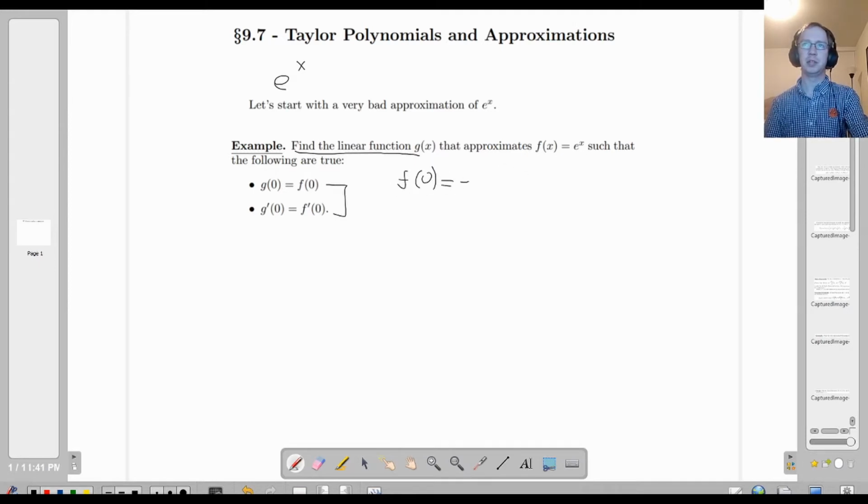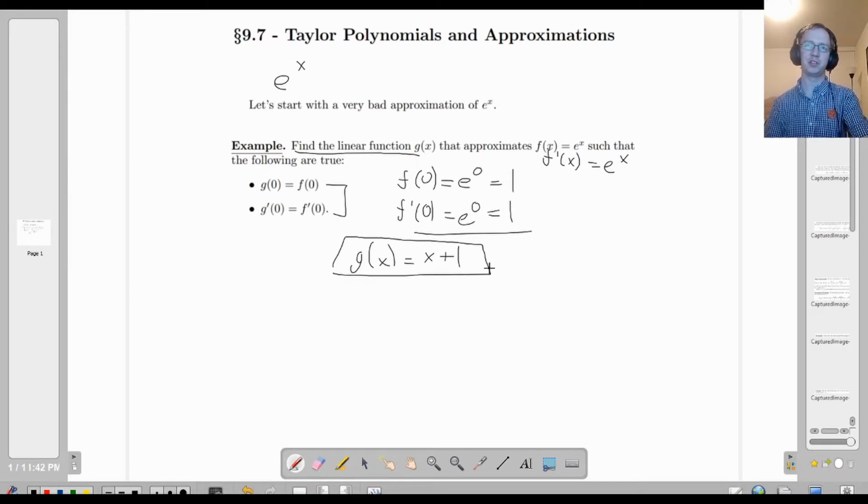f of 0 would be e to the 0. Anything to the 0 power is 1. f prime of 0. Well, hold on, I need to find the derivative. So f prime of x, the derivative of e to the x is just e to the x. So I'm going to do e to the 0, once again that's 1. So if I was going to come up with a linear function to approximate e to the x, it wouldn't be a good approximation, but that linear function would have a first derivative of 1, and if I plug in 0, I get 1. So that's going to be a slope of 1 and a y-intercept of 1. So I'm going to write that as g of x equals, instead of mx plus b, 1x plus 1. So there it is, my terrible approximation of e to the x.